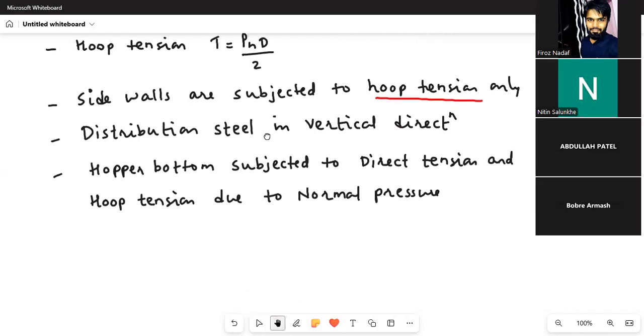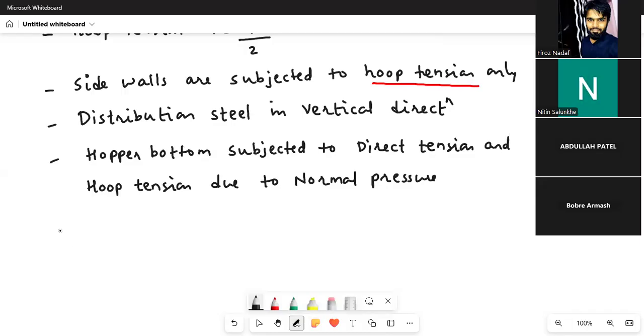Okay. One more thing we will define here. That is minimum thickness of the bunker. We have not seen it in the previous case. The minimum thickness of the bunker should be 120 mm. You can provide 120 mm or more than 120 mm, but not less than 120 mm.